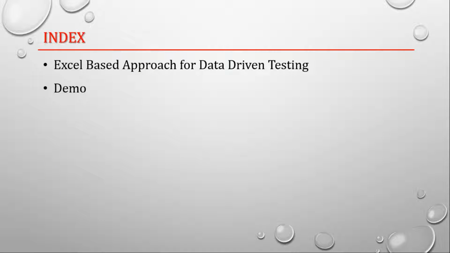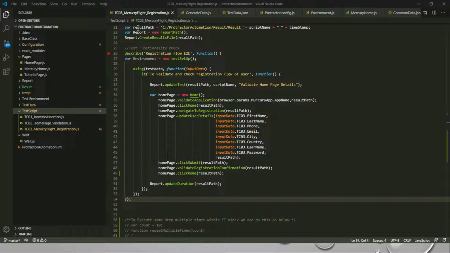So let's proceed with the agenda. In the last video, part 1, we saw how we can easily configure the common data and JSON data to configure our data-driven test for our Protractor test automation. And this time, instead of JSON, we'll be using Excel. So let's proceed with the demo.